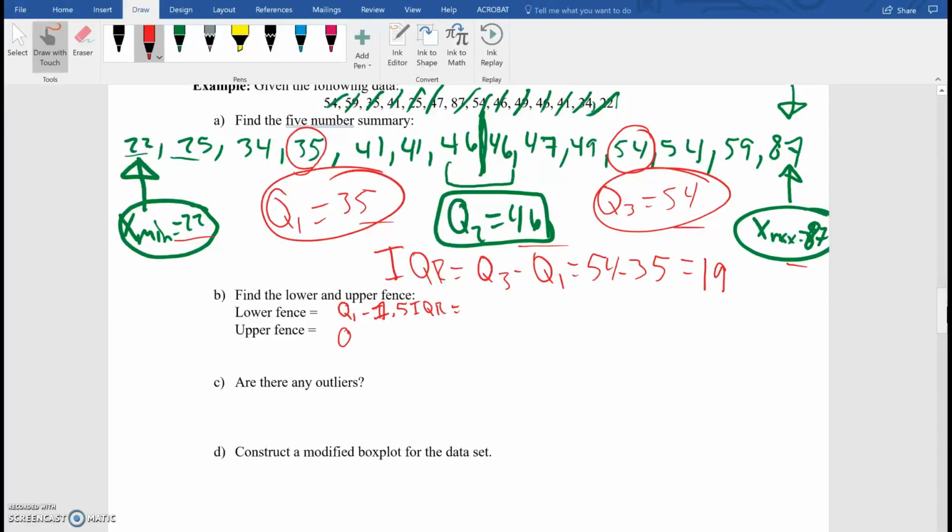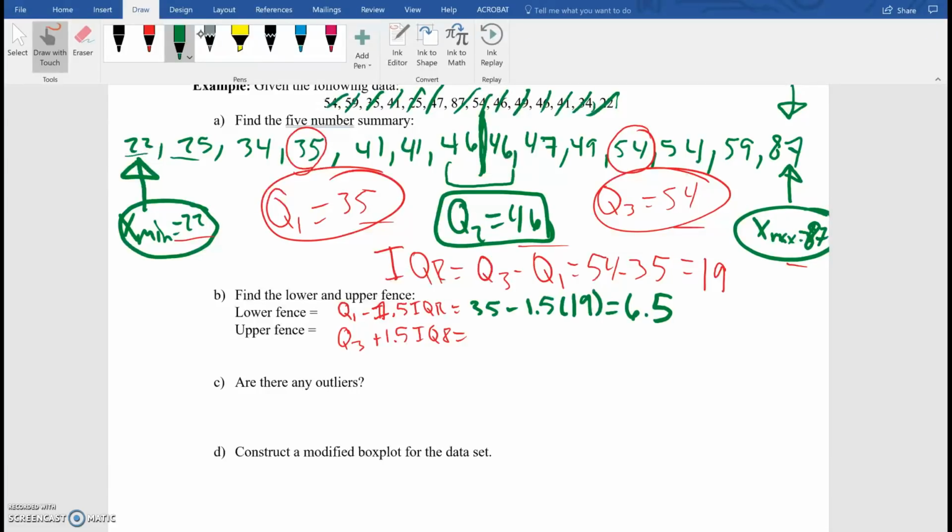And then Q3 plus 1.5 times the IQR. Let me use a different marker. Okay. So Q1 in this case was 35 minus 1.5 times IQR, which is 19. I put this in my handy dandy calculator and I get 6.5. So this is my lower fence. This is where it starts.